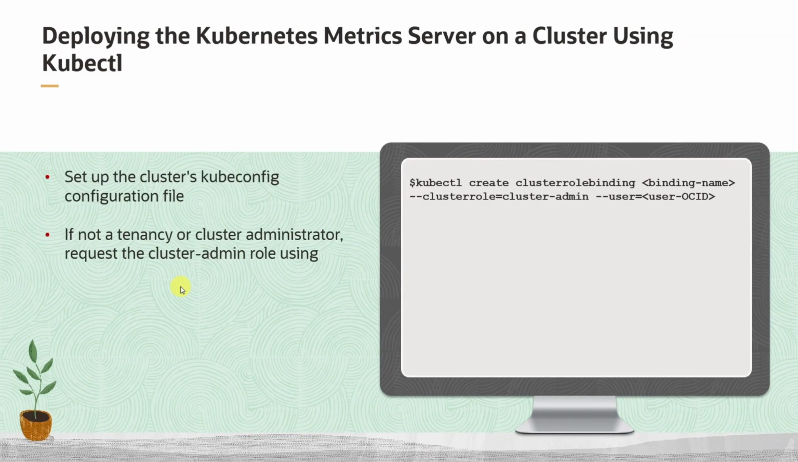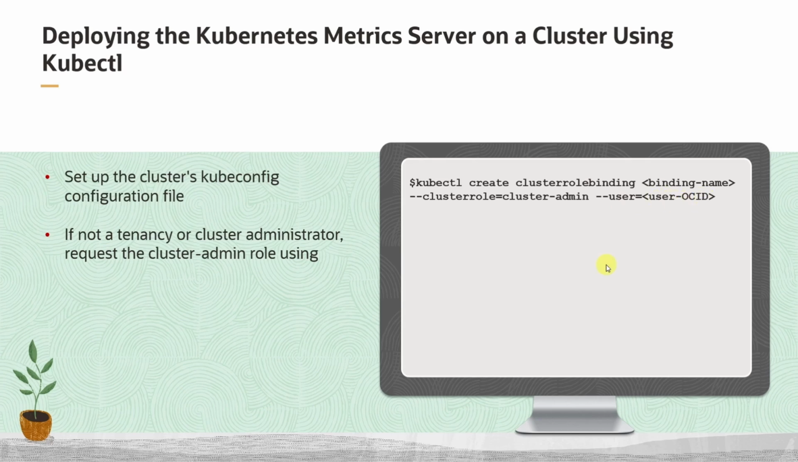Now the next step is if your Oracle Cloud Infrastructure user is a tenancy administrator or cluster administrator, we can skip this step. But if your OCI user is not a tenancy administrator or cluster administrator, then you must ask your tenancy administrator or cluster administrator to grant the user the Kubernetes RBAC cluster admin cluster role on the cluster. And to do that, you can use the kubectl create clusterrolebinding command, specify the name to the binding and set the clusterrole flag to cluster-admin. Also specify the user flag and provide the user's OCID.